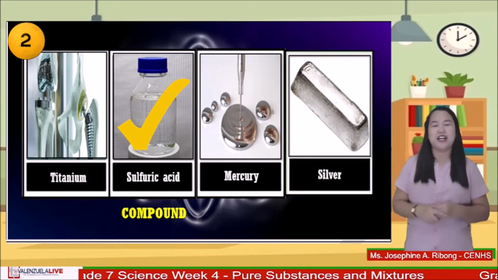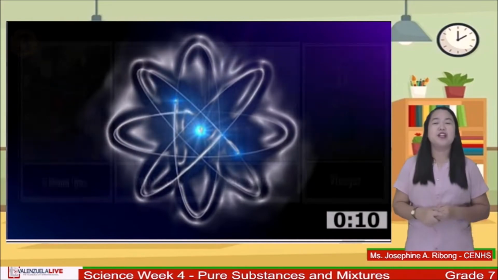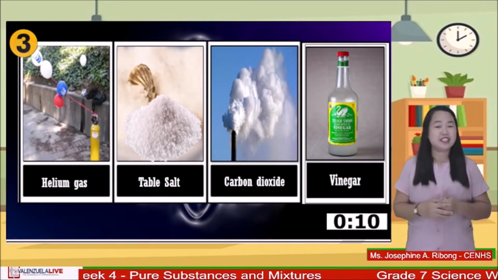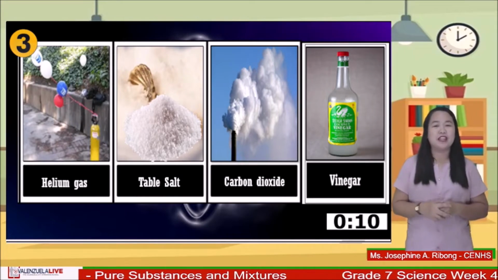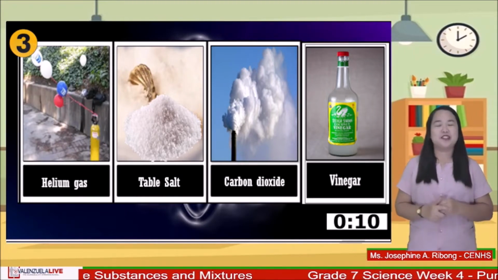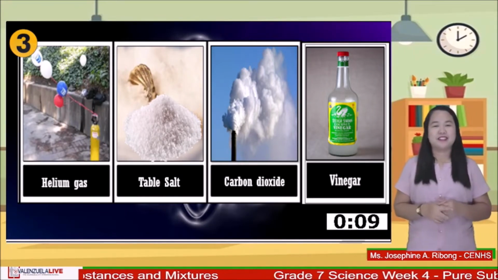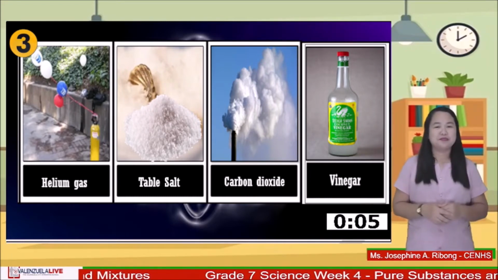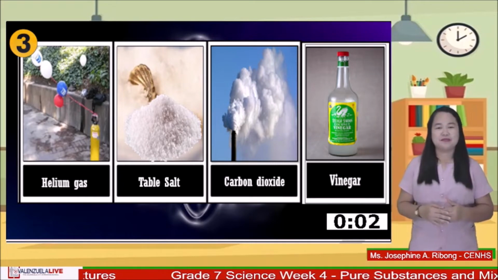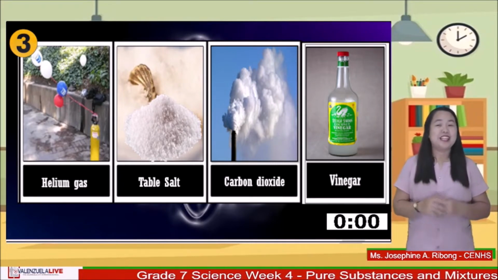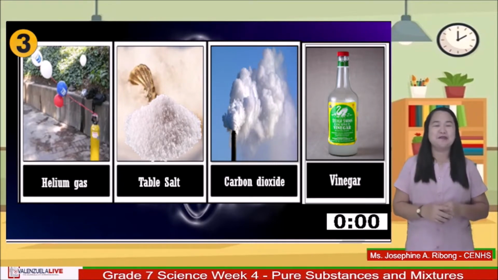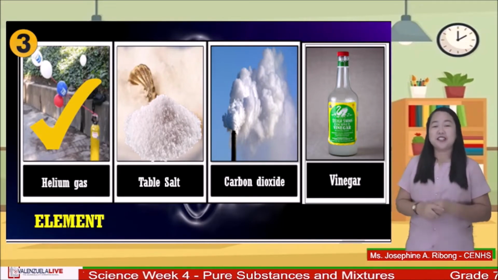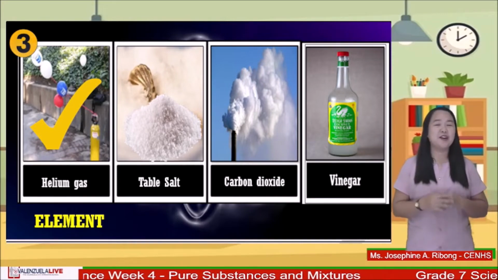Let's try this one. Helium, salt, carbon dioxide, or vinegar, which does not belong to the group? Your time starts now. Time's up. The answer is helium. Very good. Helium is an element, while vinegar, salt, and carbon dioxide are compounds.